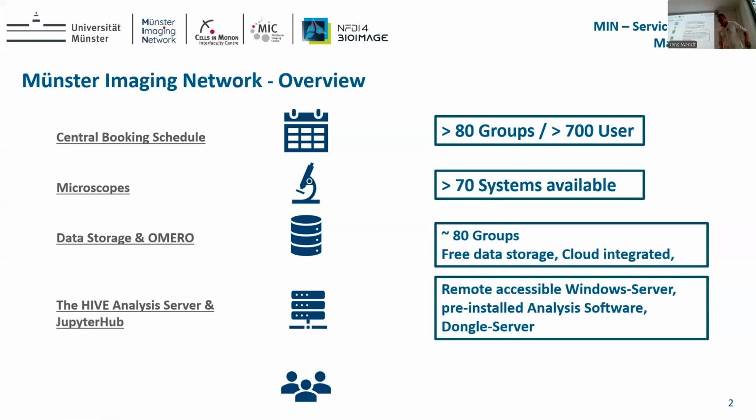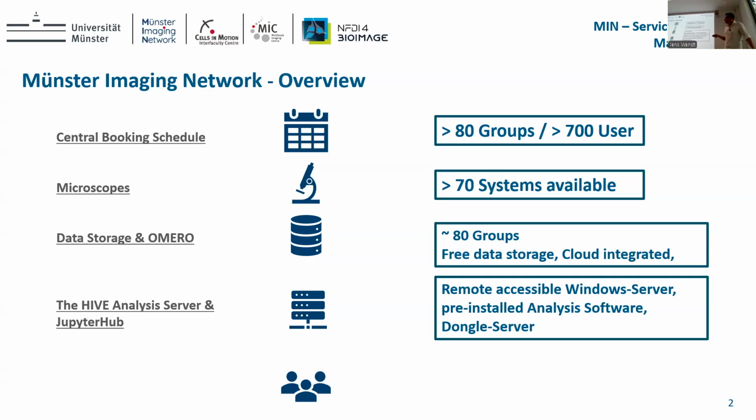Okay, so we are running the imaging network, so the imaging facility basically in Münster. It's a little bit different concept to a classical facility, as we are trying to integrate all of the microscopes at the university, at least into the central booking schedule and some central services. There are some who don't want to be part of it, that's fine. We have anyway more than 70 systems available now from 80 different groups. But we also have our own microscopes where we do classical facility work, where we bring them in good shape, doing the introductions and all of this.